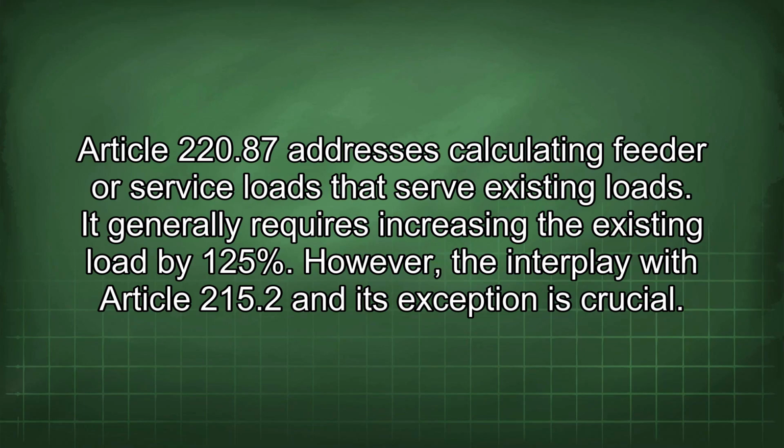Article 220.87 addresses calculating feeder or service loads that serve existing loads. It generally requires increasing the existing load by 125%. However, the interplay with Article 215.2 and its exception is crucial.